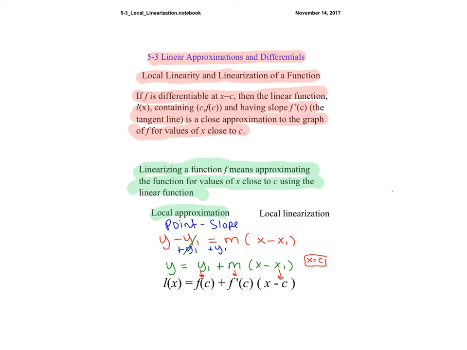Local approximation, we know what a point slope is. The point slope is this form right here. And if we plug in the stuff that they've given us, your y1 would be f of c, and your x1 would be c, so that's why we have c right here, and we have f of c right there. And your f prime of c would go right there. All right, so let's see what that looks like in practice.